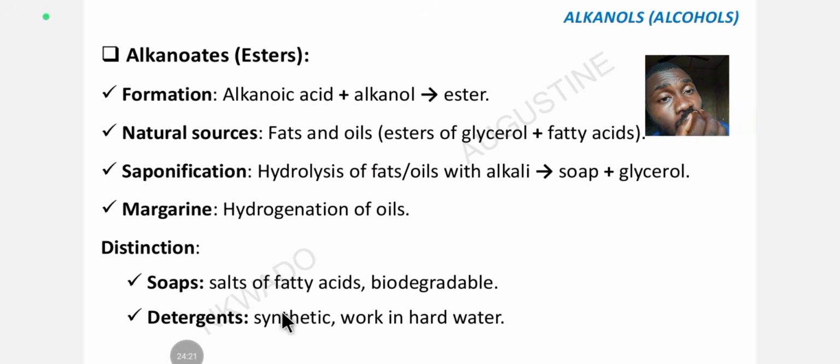So just know that soap is formed from what? Salts of fatty acid. It's natural. Detergent is what? Artificial, synthetic. Soap is biodegradable most of the time, but with detergent, you can have the ones that are biodegradable and the ones that are not biodegradable. Soap cannot be used together with hard water. It's going to form scum. It will not form lather. It will not foam. But detergent, you can use it in hard water. It's going to form lather. It will lather well with hard water.